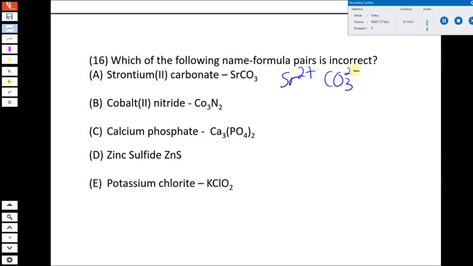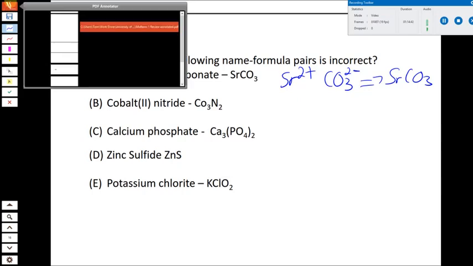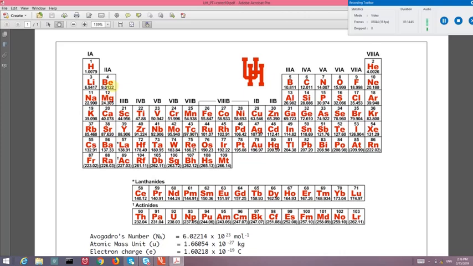All right, so you have strontium 2+, CO3 2-. So that's the correct formula because they're equal and opposite in charge. So you need one of each to make a neutral ionic compound. But the problem with this is that the name here has this Roman numeral 2. And when do we use Roman numerals in the name? For transition metals. So strontium is a main group metal. It's in these first two columns of the periodic table.